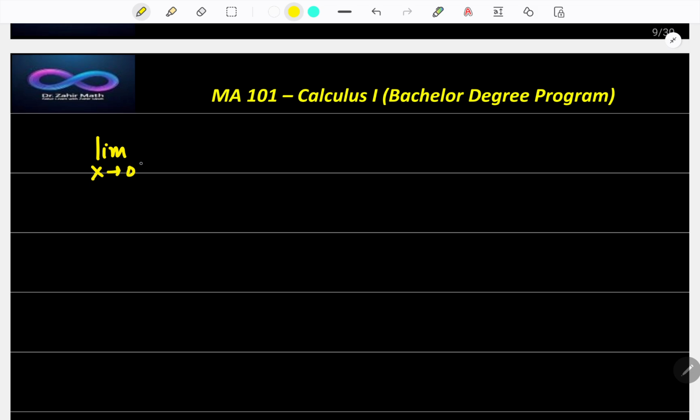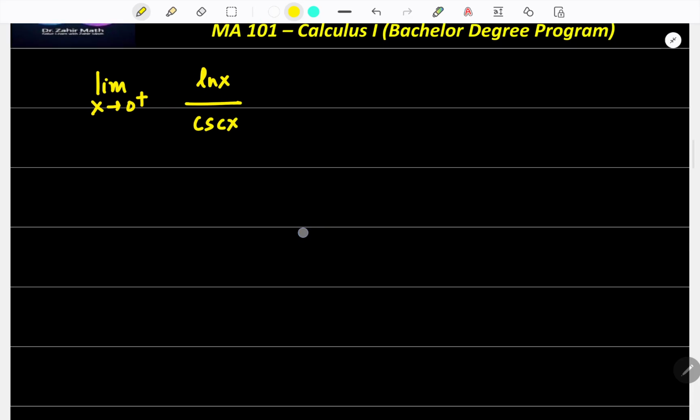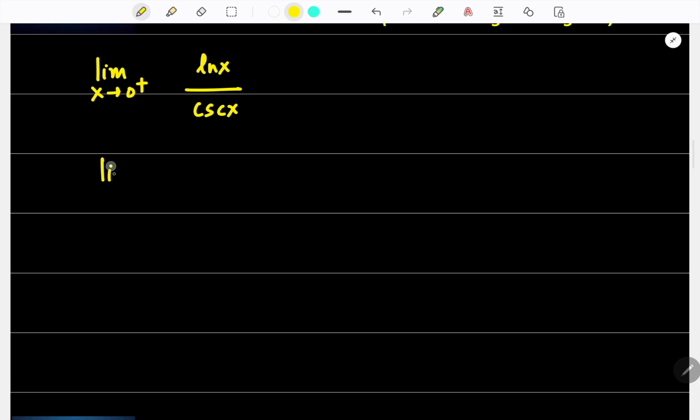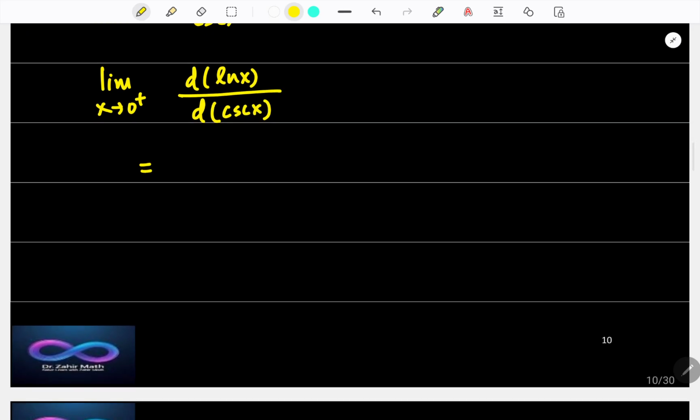Limit x tends to 0 plus, right? So you're going to write it as what? Ln x divided by cosecant x. So now I'm going to apply the rule. When I apply the rule, limit x tends to 0 plus, differential of ln x and differential of cosecant x. So what is the differential of ln x? 1 by x, right? Yes. And what is the differential of cosecant x? Minus cosecant x cot x. Clear everybody?